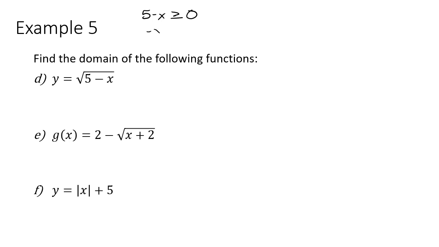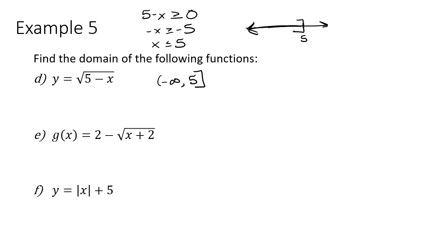And so that gives us a simple linear inequality that we can solve for x. So if I subtract 5 from both sides, and then divide both sides by -1, that flips the direction of the inequality. This is x less than or equal to 5, or the domain in interval notation would be from -infinity to 5 with a bracket, because 5 is okay. Square root of 0 is okay. It's just 0. It's only square root of negative numbers that we don't want.